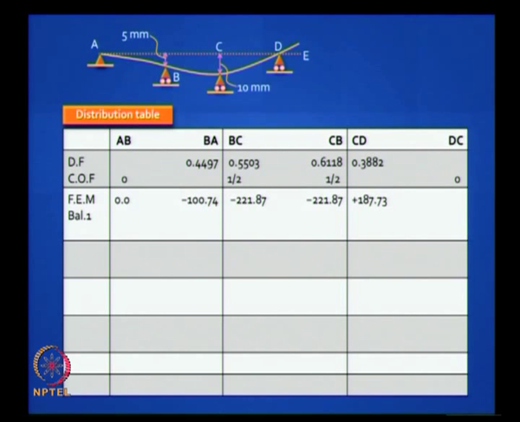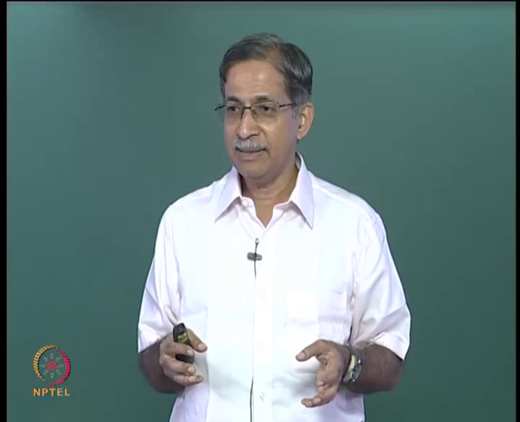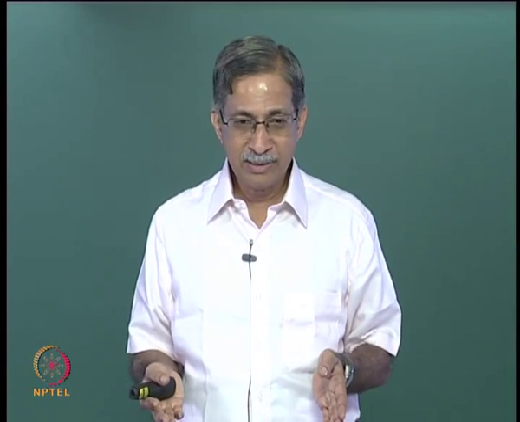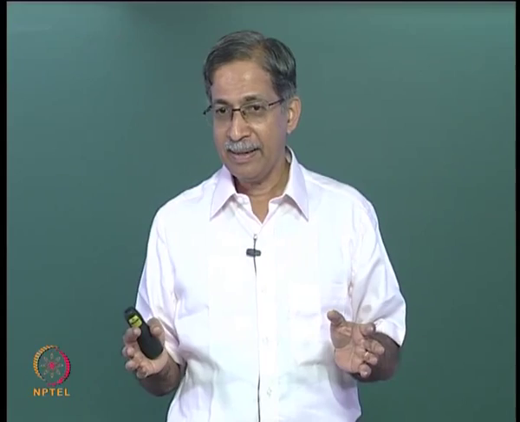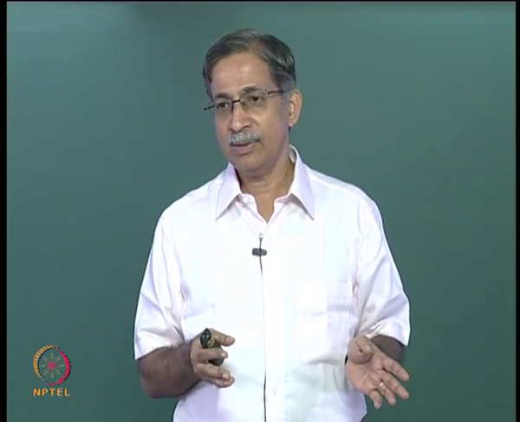Now let us also give it a physical meaning. You have this beam in which you have arrested the joints B and C, you have got those fixed end moments, and at the joint B wherever you have arrested it, you have got a moment which you need to release, and when you release it, it is like balancing that moment, which you get by distributing the moments to the two ends. So now you have to take minus 100.74 minus 221.87, add it up, you get minus some quantity, and that total you have to distribute to the two ends.